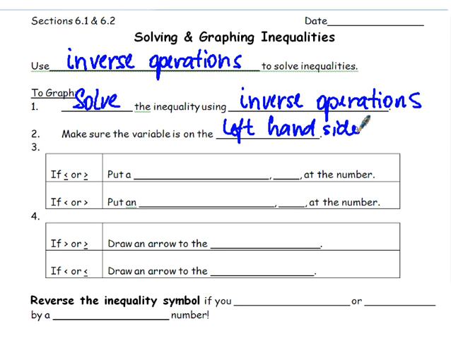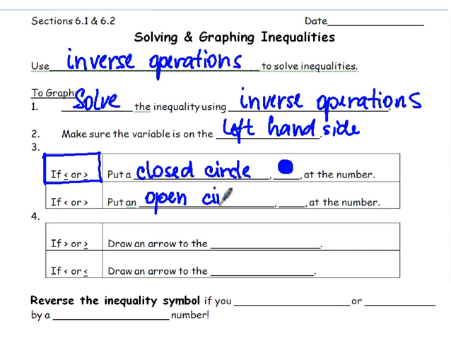Now, if we have one of these two symbols, less than or equal to or greater than or equal to, we will put a closed circle or filled circle representing the endpoint. If we have less than or greater than, we will put an open circle, this symbol, at the number.